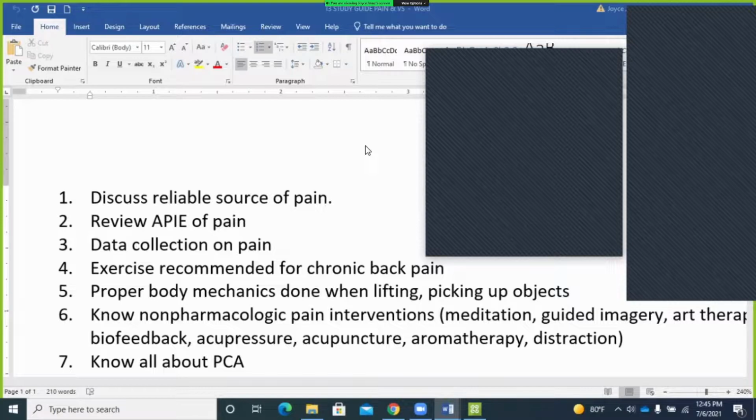Everybody got that? Wider base of support, bend on your knees and hips, never on your back. Carry it as close to your body as possible. When you move a patient, you make sure that you are facing the client, so you don't have to twist your back. You don't twist your back. You will hurt your back.